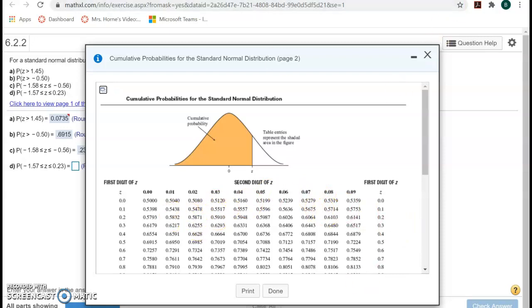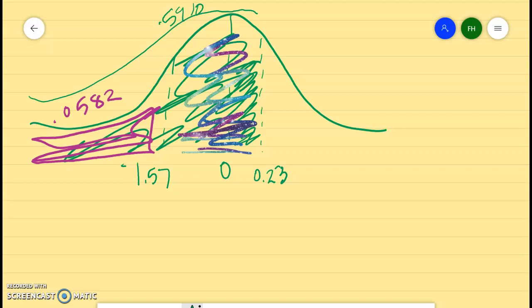Okay, that's right. So now take the probability of the bigger z-score and subtract out the probability of the smaller z-score, and that will give you the probability of it being in between.